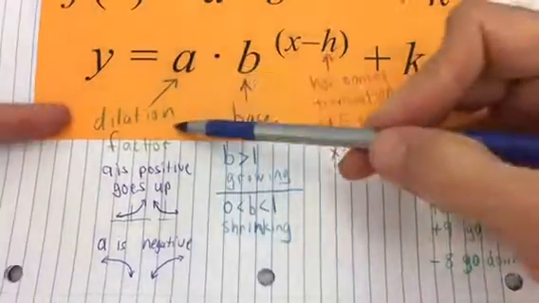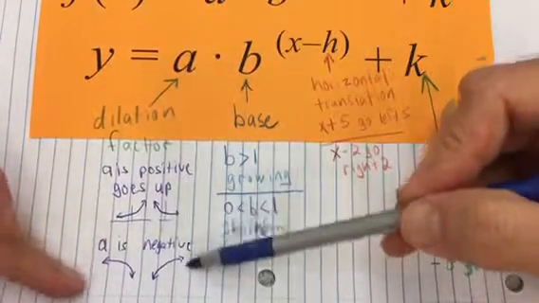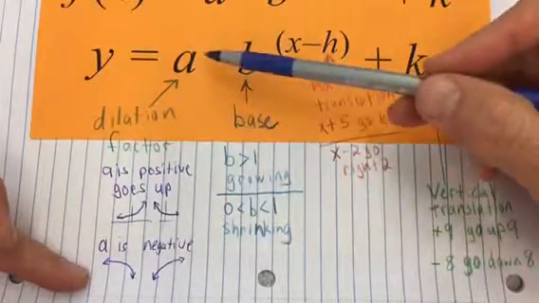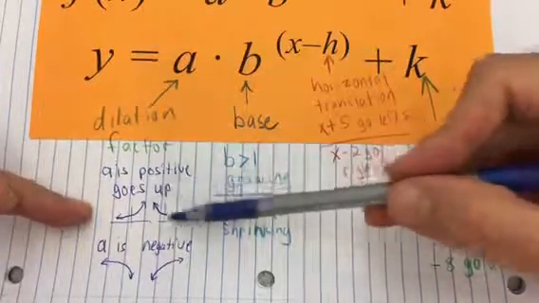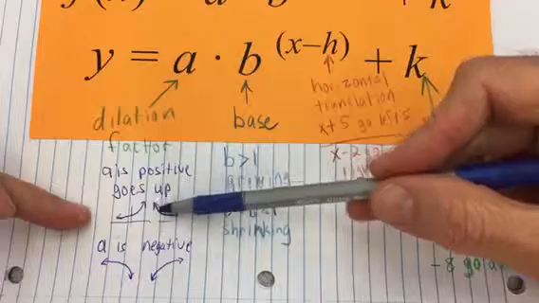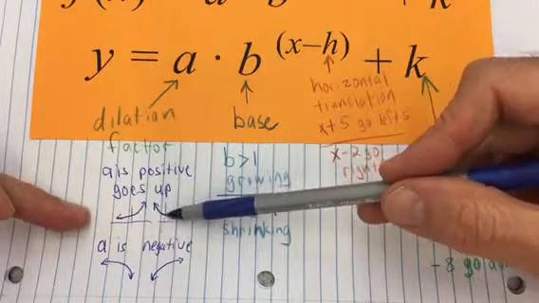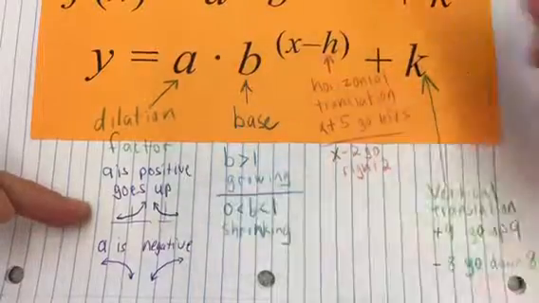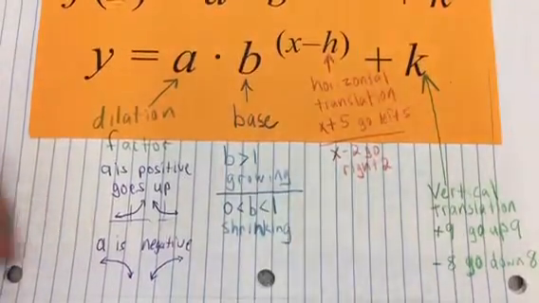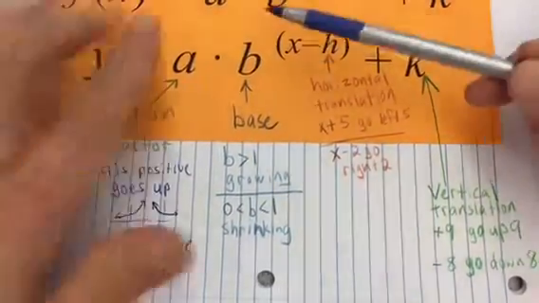This is also a dilation factor. It tells you how steeply it's going up or down. The closer it is to zero, the slower the slope is, or the slower the arc is. The bigger the number, like 10, 20, or 100, it shoots up really quick, or it goes down really quick. Okay. Here's our base.